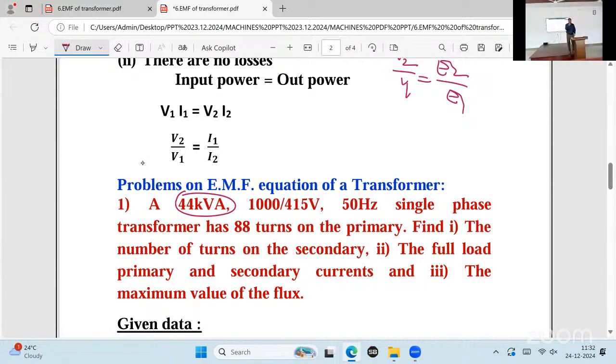I told you 230 to 12 volts. A computer needs 12 volts. So what kind of transformer do we need for the computer? Step down transformer. Depending upon this rating, we can say that. Right. Now write down the given data.